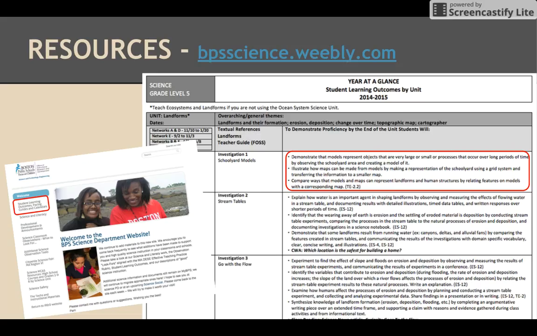The Student Learning Outcome document on the BPS Science Weebly website gives you an overview of the learning outcomes for each investigation, and they are organized by units of study. Here's one for the Schoolyard Models investigation.